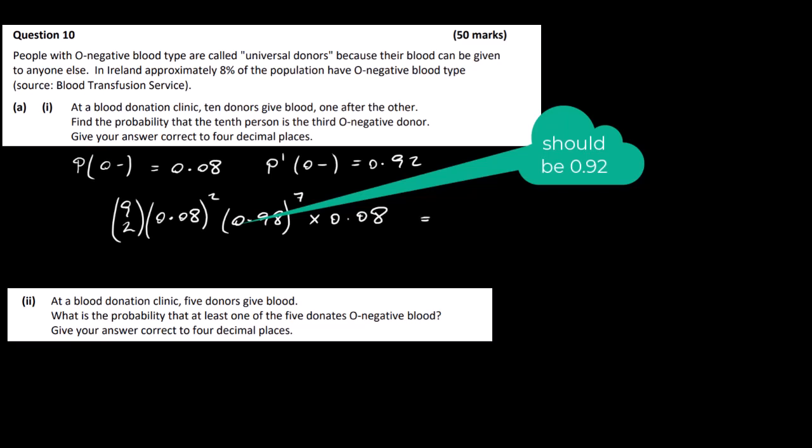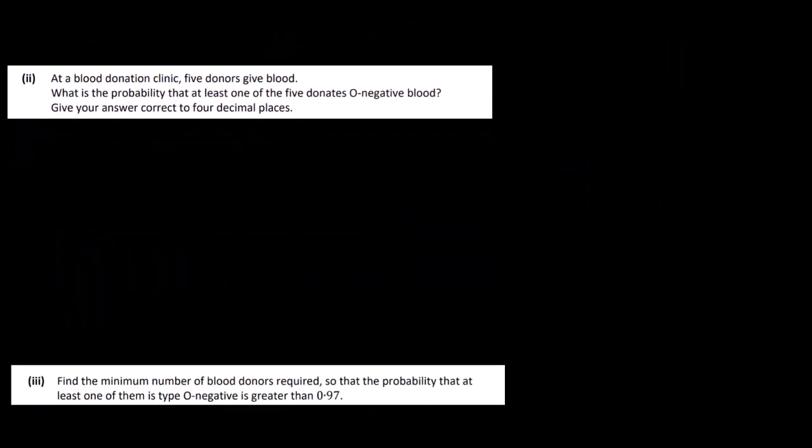So this is calculator work again, so we have to do this to 4 decimal places. So you should get, when you do that on your calculator, 0.103 to 4 decimal places. Okay, so that's part A1. Let's have a look at part A2.